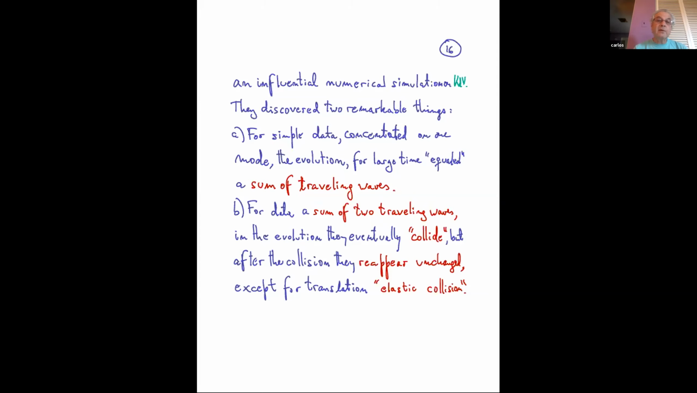And the second part of their numerical work was to take data which was the sum of two solitons and evolve them numerically. In the evolution, these two traveling waves eventually collide, and then something happens and they re-emerge after the collision, but they re-emerge unchanged except for translation. And this is what we now call the elastic collision. So this nonlinear equation behaves as if it were linear after the collision.